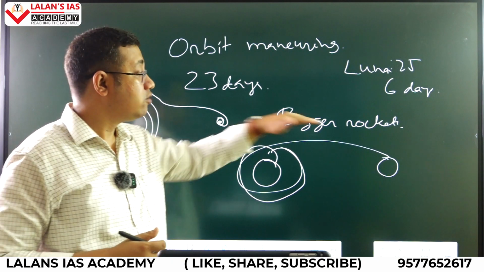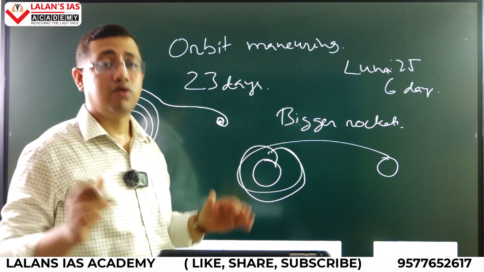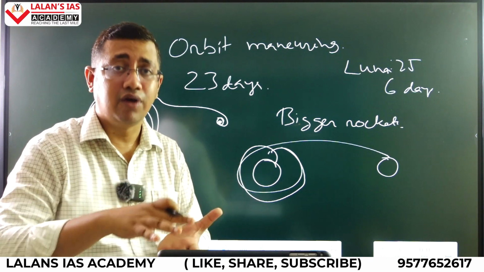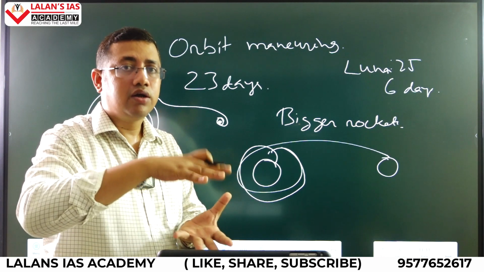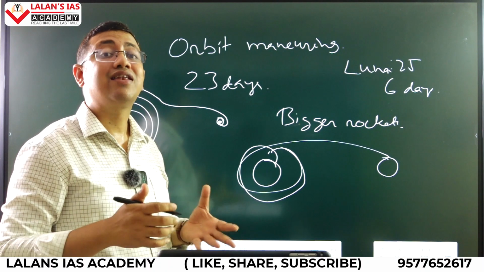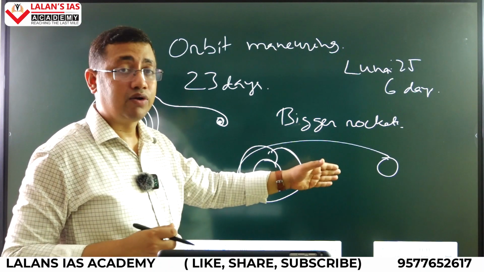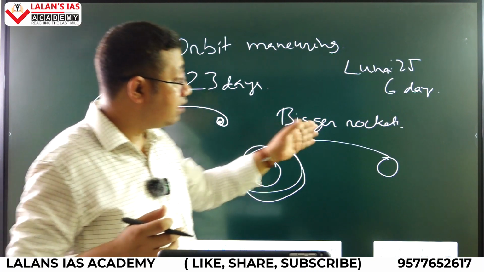These things happen because we are not able to produce, we don't have bigger rockets. Bigger rockets bring bigger fuel. We use cryogenics, we use liquid fuel. With liquid fuel, you can take a lot of fuel in a small amount, but still that proves to be insufficient to take the direct route. If we want to take the direct route, then we need bigger rockets. So that is one challenge.